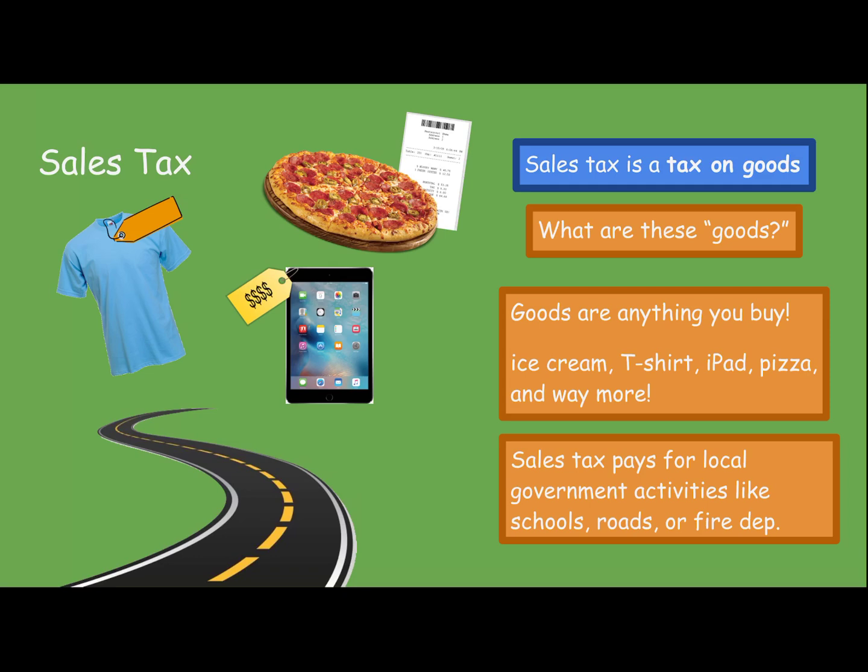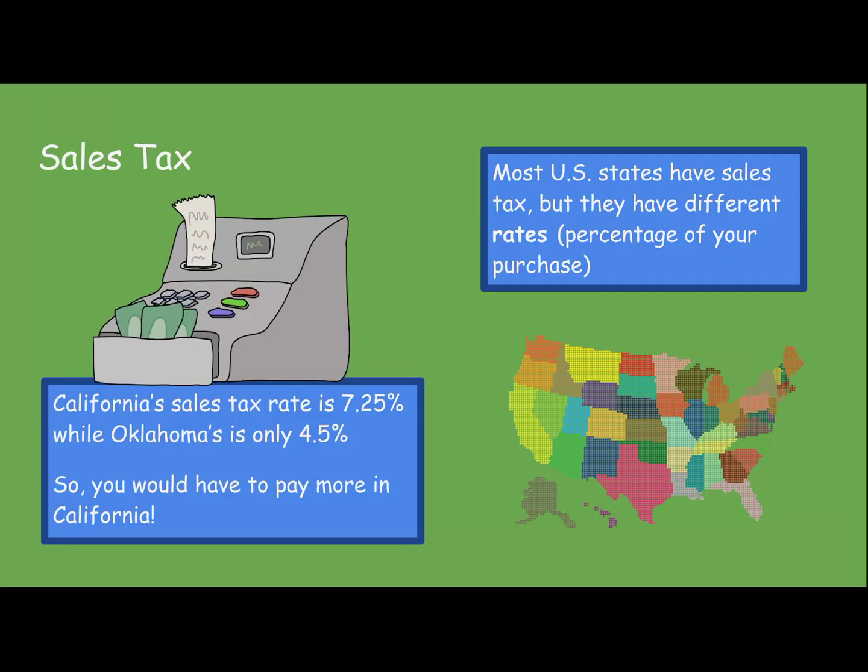So sales tax pays more for local government activities like schools, education, roads or transportation, and the fire department, which is pretty specific. So most US states have sales tax. Actually, some don't, but the ones that do have different rates. Most do. So, for example, California's sales tax is 7.25%, while Oklahoma's is only 4.5%.